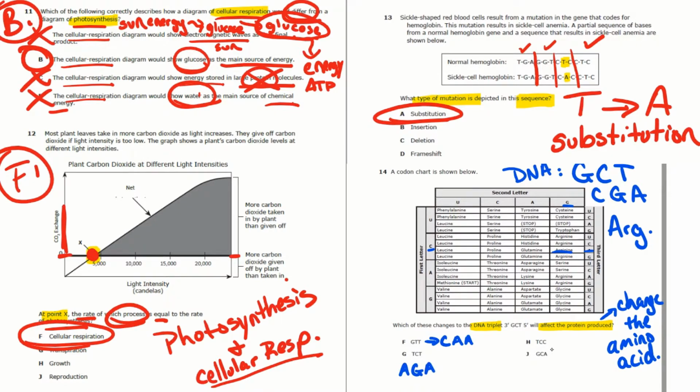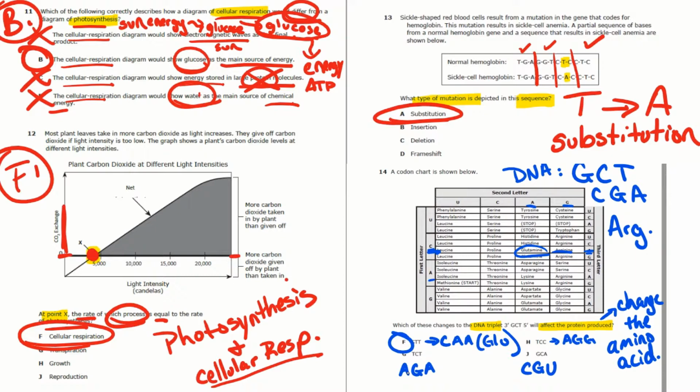TCC would have an mRNA of AGC. GGC and GCA would have an mRNA of CGU. Okay, now let's take a look at what amino acids would be coded for each. CAA actually codes for glutamine. So that's going to be our answer because that one right there is changing the amino acid sequence. But let's keep checking just in case.